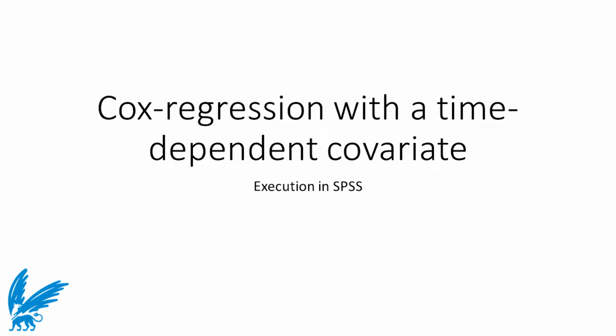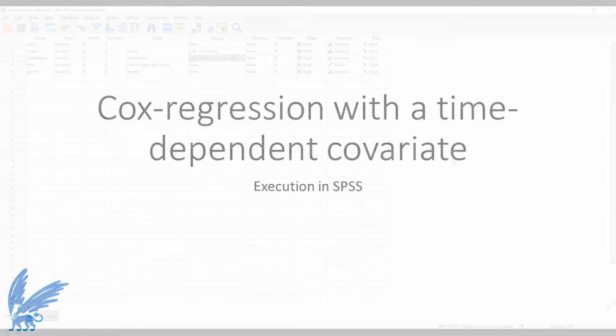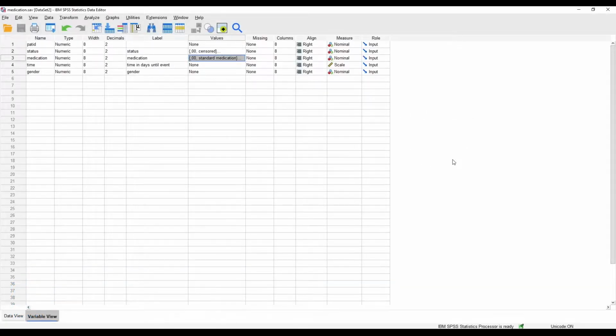Hello everyone, welcome to another video in a series of videos in which we are talking about different types of complex analyses. Within today's menu, a second part video about survival analysis. Now in this video, we are going to branch out to one particular type of analysis, namely the Cox regression, but more specifically about a Cox regression with a time-dependent covariate.